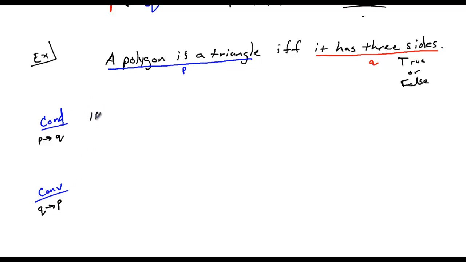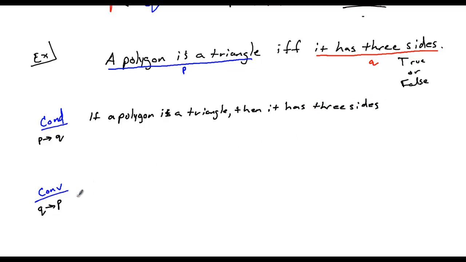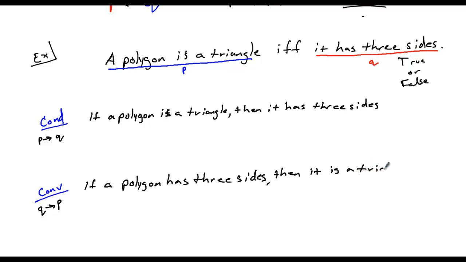So conditional. If a polygon is a triangle, then it has 3 sides. Okay, now let's write out the converse. Everybody wants to skip steps. You always want to show how fast you can do things. Try writing everything out and see what it gets you. So if a polygon has 3 sides, then it is a triangle.